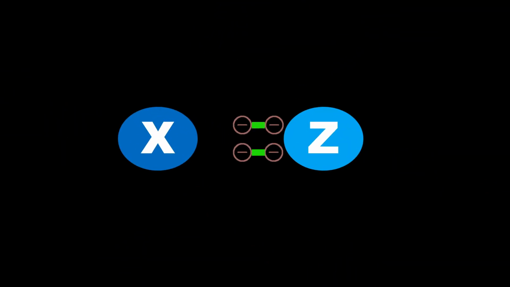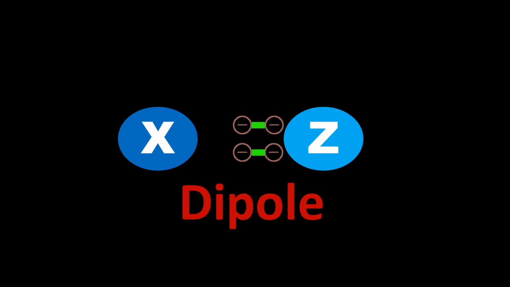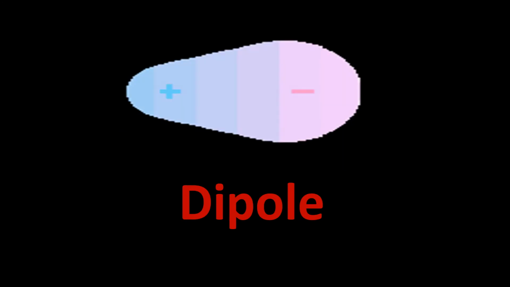Remember the X-Z bond? After bonding, they gained a partial charge. Having two poles, a positive and negative, this is what we call a dipole. In reality, a dipole molecule looks like this when bonded.